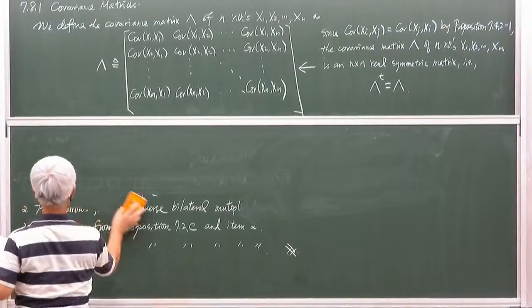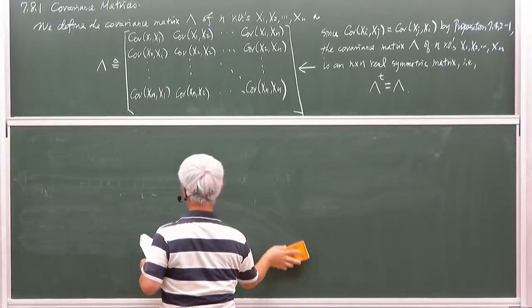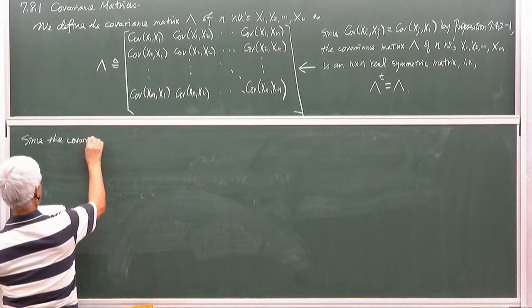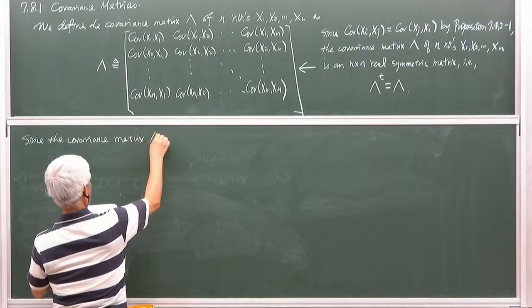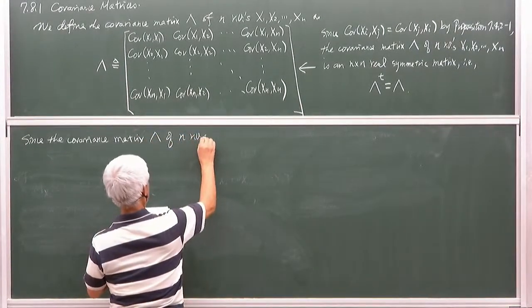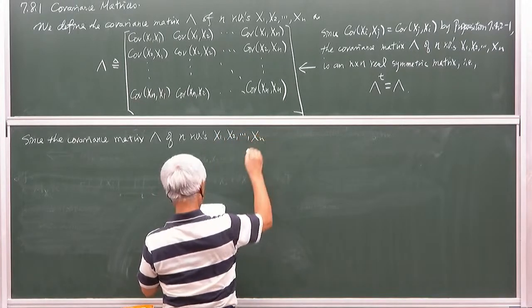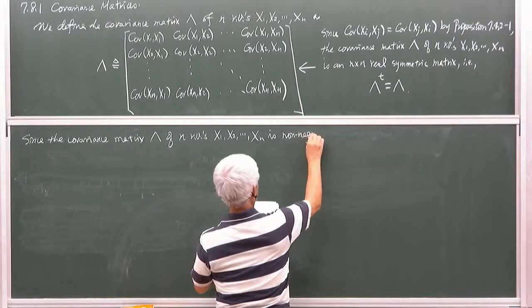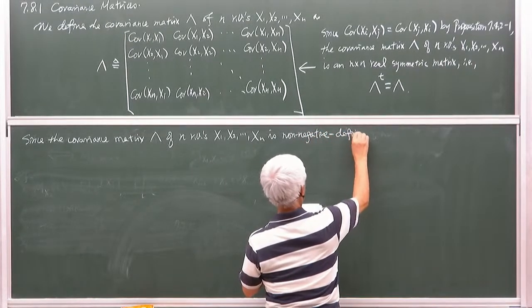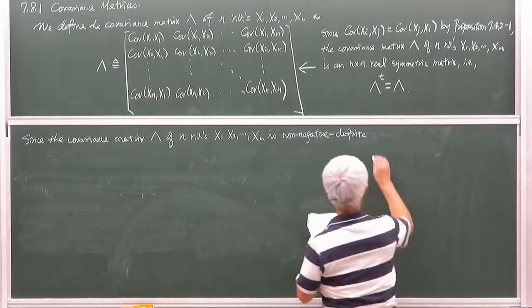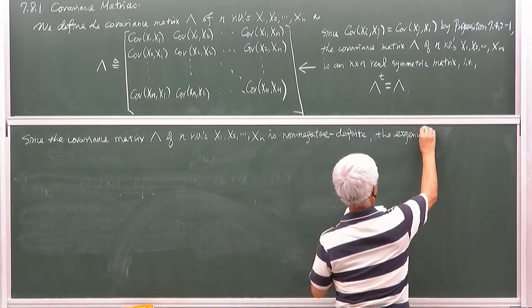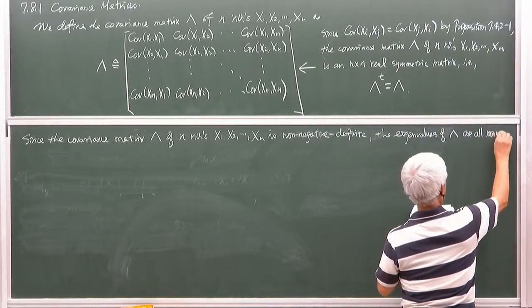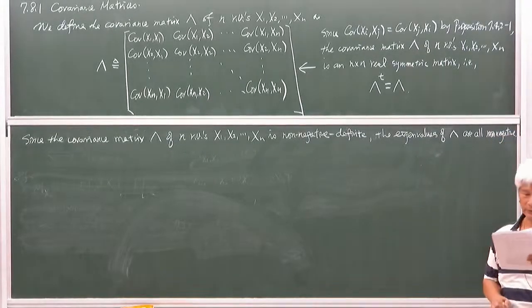Okay, so with these concepts and results from linear algebra, we can say that since the covariance matrix lambda of n random variables X1, X2 up to Xn is non-negative definite, the eigenvalues of lambda are all non-negative. Okay, so they are all non-negative.